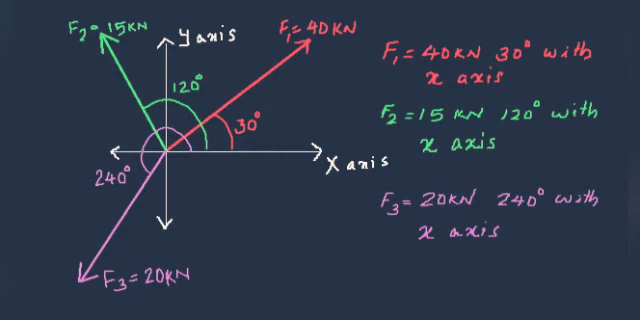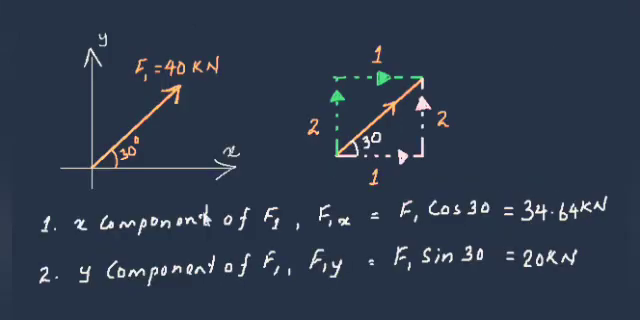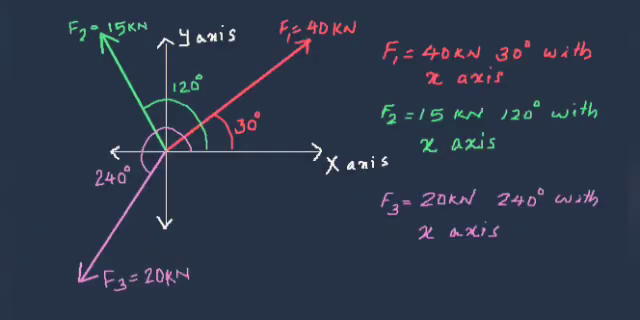We have already resolved the first force, the 40 kilonewton, into two components, the x component and the y component. So we have 34.64 along the x-axis and 20 kilonewton along the y-axis. So what we are going to do now is resolve the other two forces. Let's consider the second force of 15 kilonewton acting at an angle of 120 degrees with the x-axis.